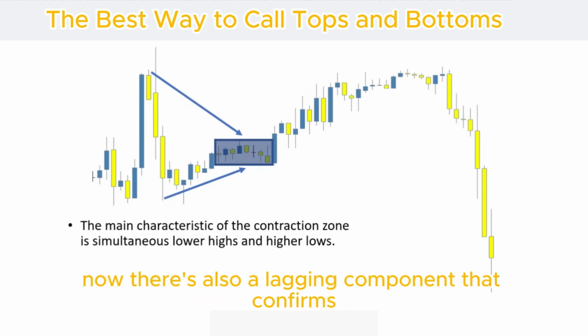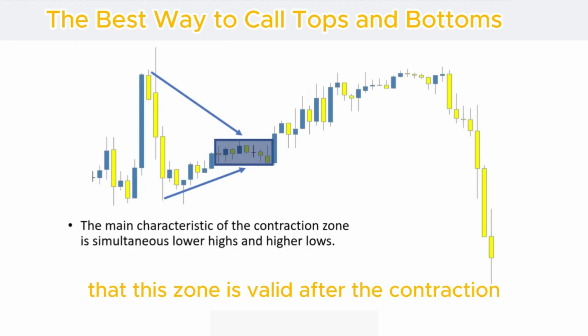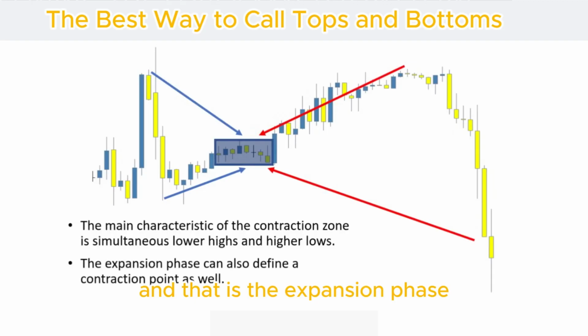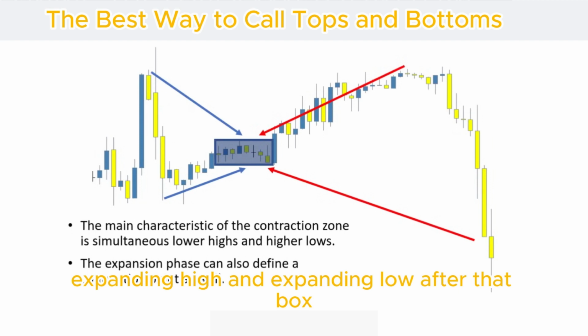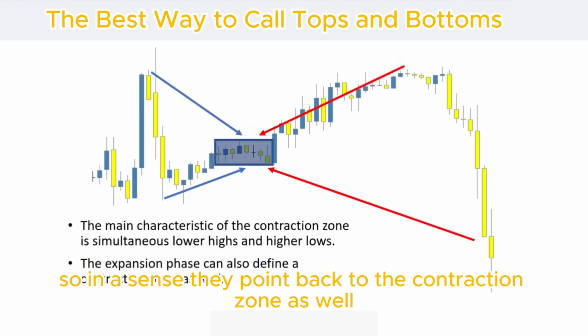Now, there's also a lagging component that gives the ultimate confirmation that this zone is valid after the contraction, and that is the expansion phase. So those expansion legs, expanding high and expanding low after that box, basically confirm that was a valid contraction point. So in a sense, they point back to the contraction zone as well.